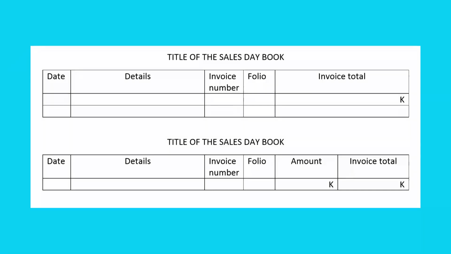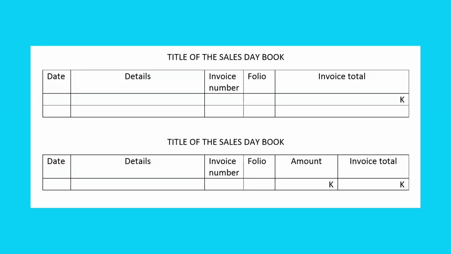So the date just shows when the transaction took place. Then for the details there, we are going to put the name of the debtor or the name of the customer. Then the invoice number there, we can get it from the question. Then the folio there shows where that type of transaction has to be recorded in the ledger. So in this case, we are looking at the sales daybook. That means that we're supposed to put the sales ledger, and the invoice total there is just the total amount.